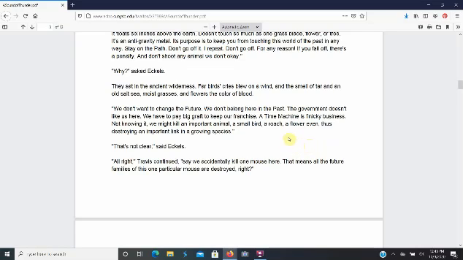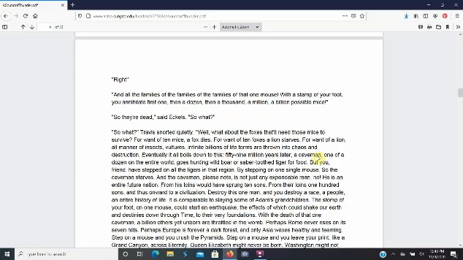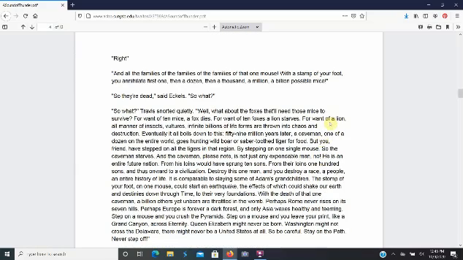That's not clear, said Eccles. All right, Travis continued. Say we accidentally kill one mouse here. That means all the future families of this one particular mouse are destroyed, right? Right. And all the families of the families of the families of that one mouse. With a stamp of your foot, you annihilate first one, then a dozen, then a thousand, a million, a billion possible mice. So they're dead, said Eccles. So what? So what? Travis snorted quietly.